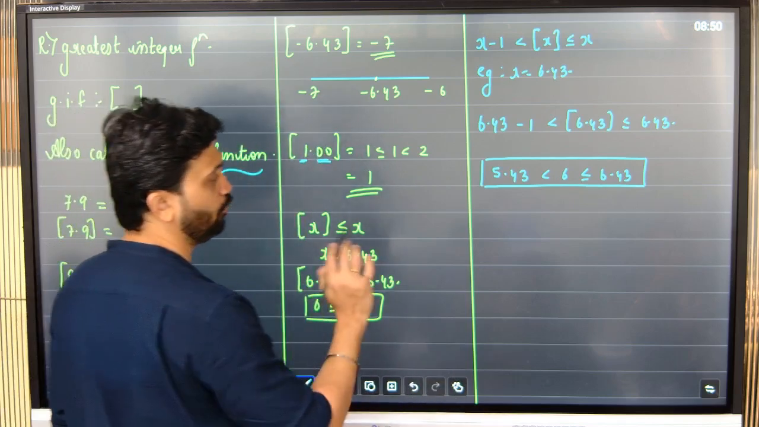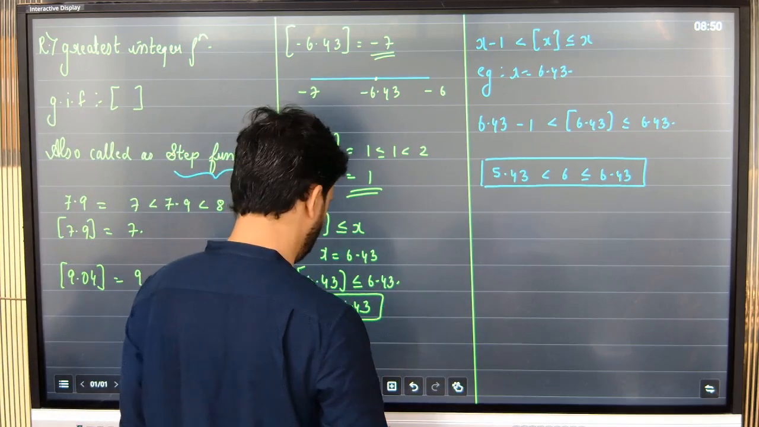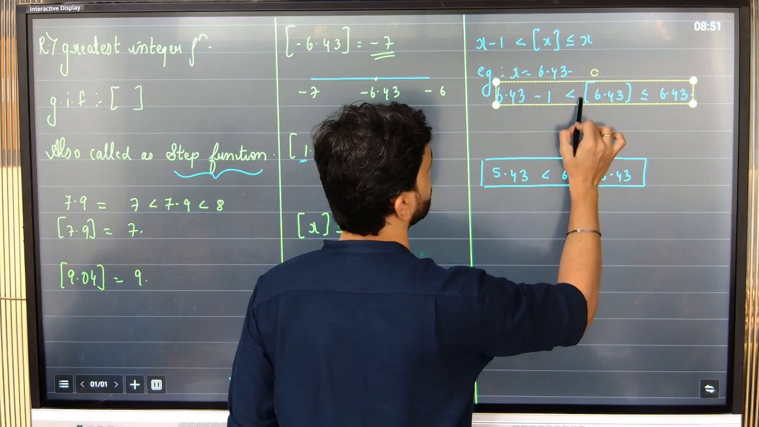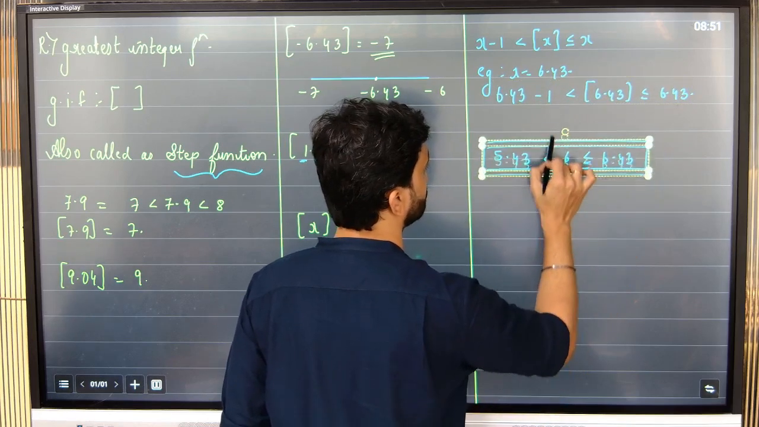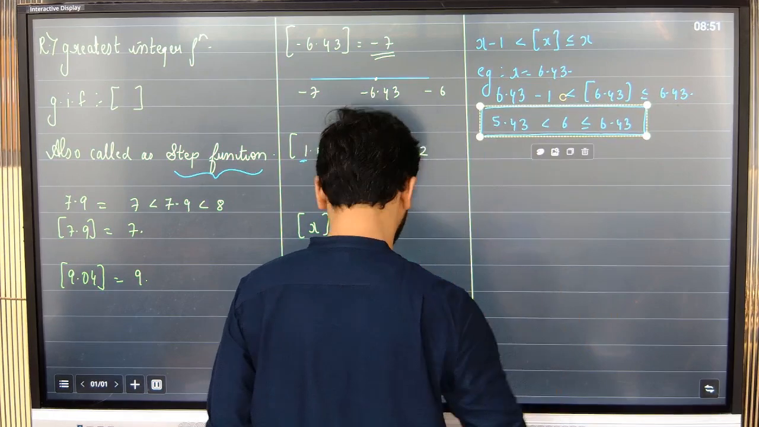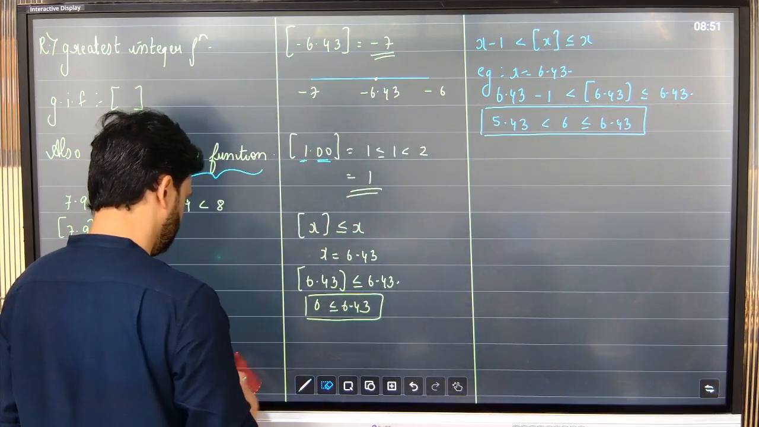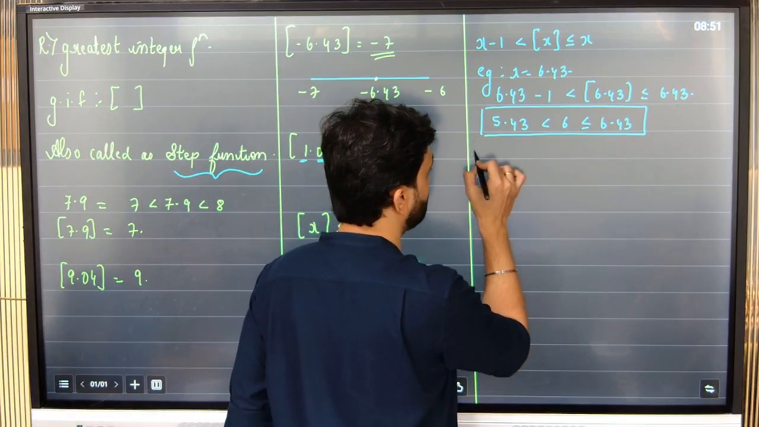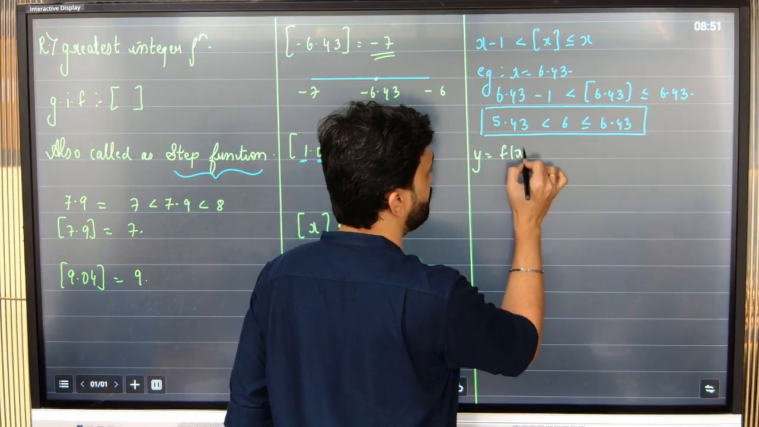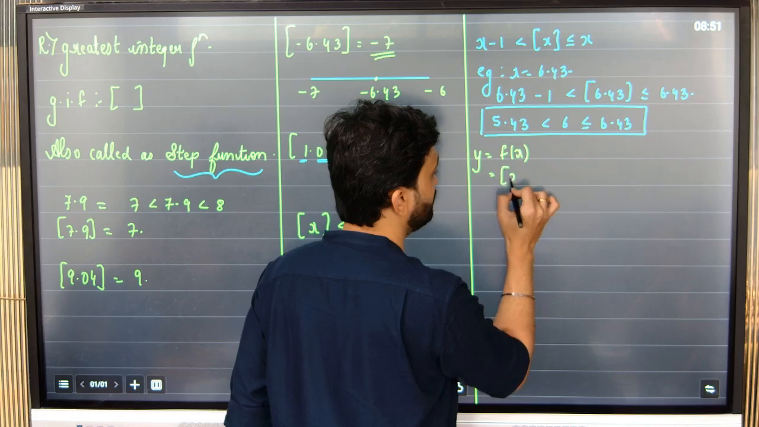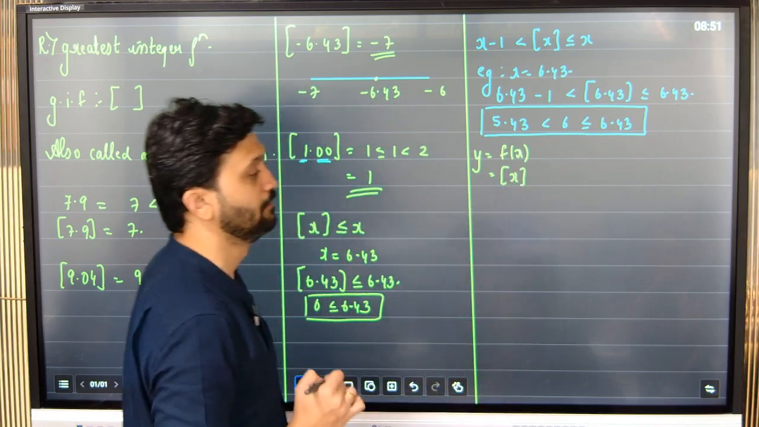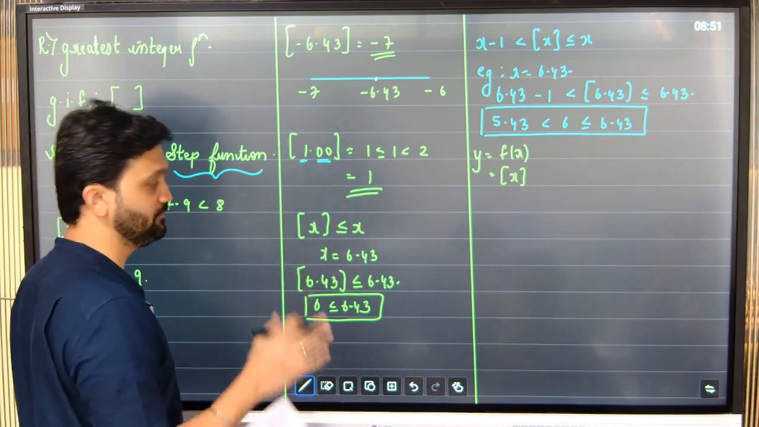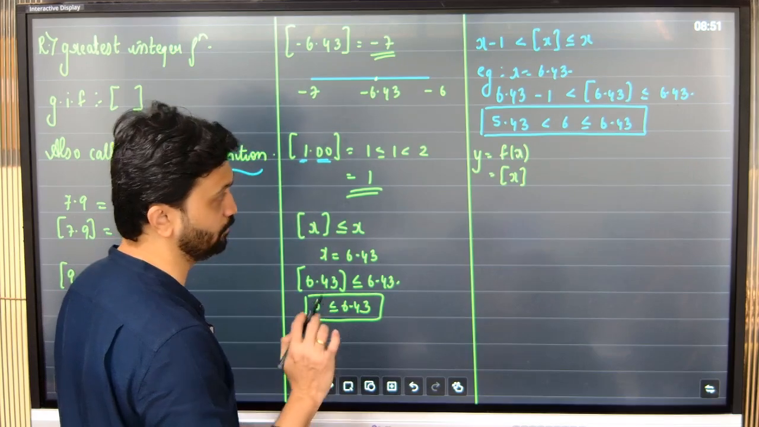If I have to draw a graph for it, say for example, my question is y is equal to f of x, which is nothing but the greatest integer function of x.